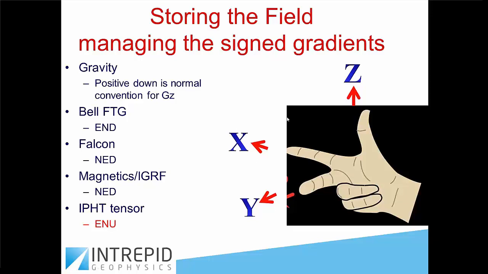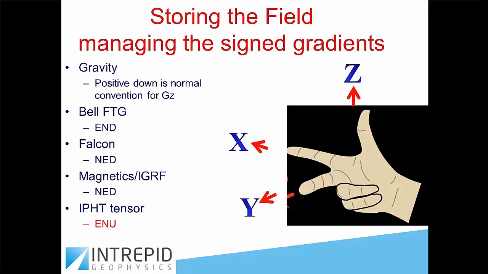So in geophysics, or potential field geophysics, gravity, the convention is positive down by long-term convention. If you're measuring gravity gradients, one of the contractors, Bell Geospace, has the convention of east-north down for the X, Y and the Z. The Falcon system has northeast down. The magnetic field, as represented in the IGRF model, has northeast down. And there's a German magnetic tensor system called the IPHT, and that started life with east-north up. I believe that's changed to northeast down now.